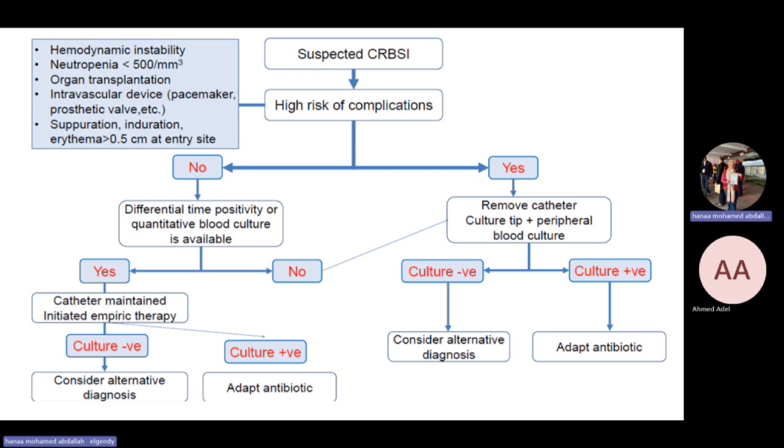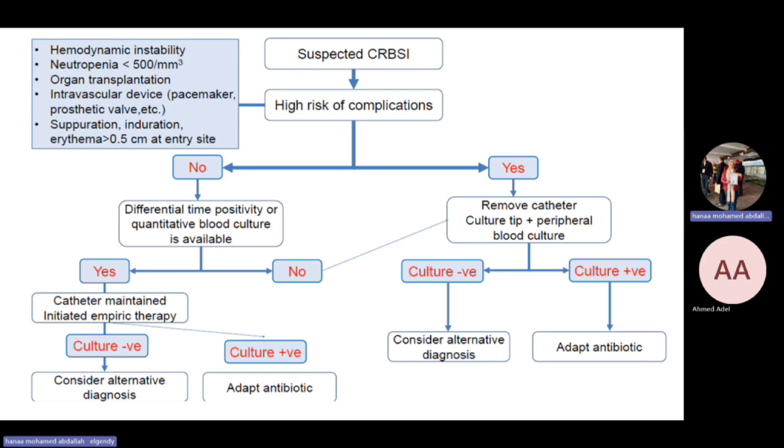Should we remove the catheter? Before we remove the catheter, we have to insert another one, and we will know how to insert the other one, whether we have to use the ultrasound or not. We should use a single puncture, ultrasound guided, to decrease the risk of complication. So if he is a high risk patient, we have to remove the catheter tip and ask for peripheral blood culture also. If the culture is negative, we consider alternative diagnosis. If the culture is positive, we have to adapt the antibiotic according to the culture.